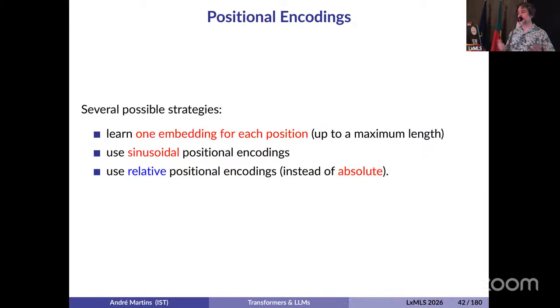So how do you obtain these positional encodings? There are several possible strategies. The simplest one is let's just learn one specific embedding vector for every position. But to do that, we need to specify a maximum number of positions, right? So it has a disadvantage that it's not going to work past that sequence length. The other strategy, which was the one used in the transformers paper, is to use sinusoidal positional encodings. I'm going to present that in the next slides. The current solution that is more common nowadays is to use relative positional encodings.